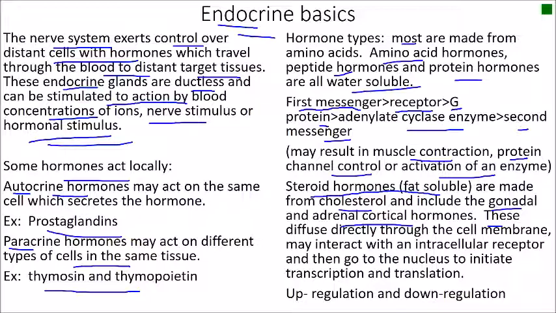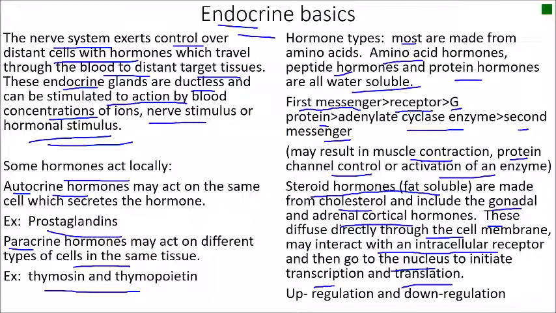These may diffuse directly through the cell membrane, which you and I know to be a phospholipid bilayer. Remember that like dissolves like. If it is a fatty membrane, then it easily dissolves fatty hormones. These hormones may interact with an intracellular receptor, then go to the nucleus to initiate transcription, or copying of the DNA, and translation, making of a protein from that copy. I think this is very cool.